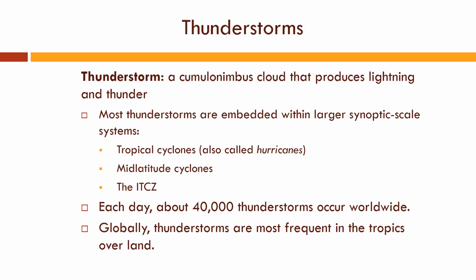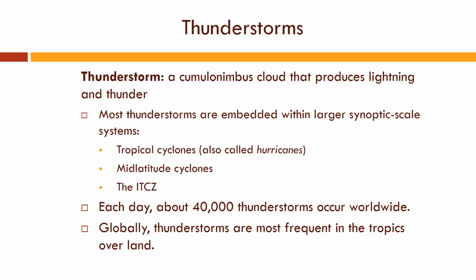Leading off with a few quick facts about thunderstorms. Thunderstorms are associated with cumulonimbus clouds. Remember those big, tall, towering clouds that produce lightning and thunder. Very important: if it's producing lightning and thunder out of a cumulonimbus cloud, it's a thunderstorm. Most thunderstorms that occur are embedded within spatially much larger scale systems like tropical cyclones, typhoons, hurricanes. That's all the same thing, you will learn. Mid-latitude cyclones, and the ITCZ. Remember, the ITCZ is a discontinuous belt of thunderstorms all along roughly the equator.